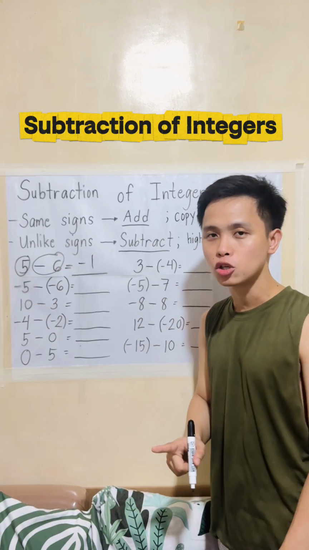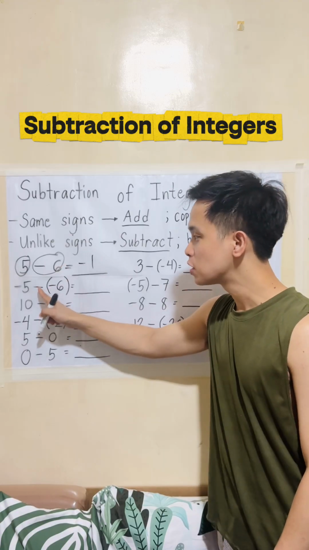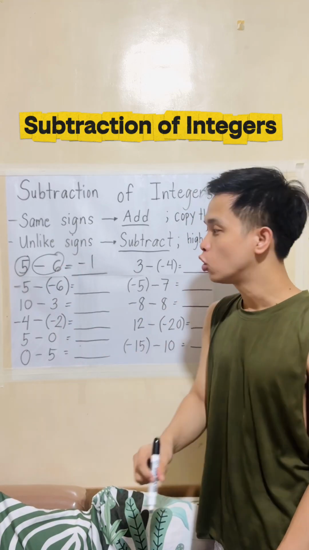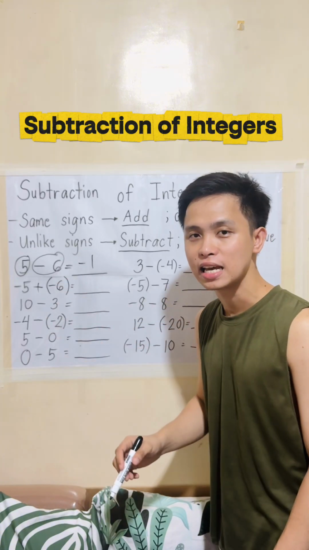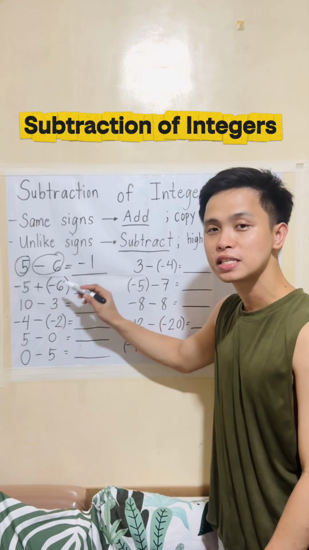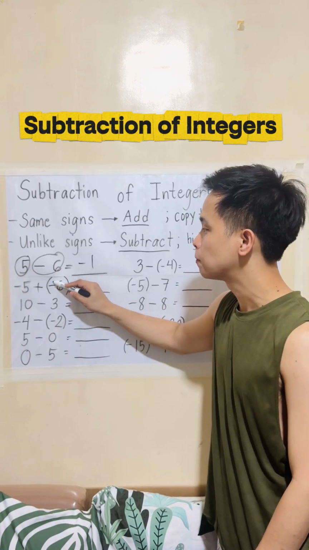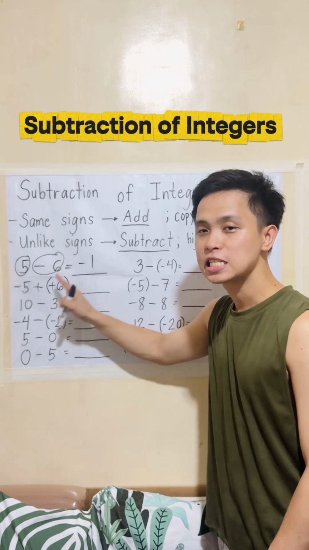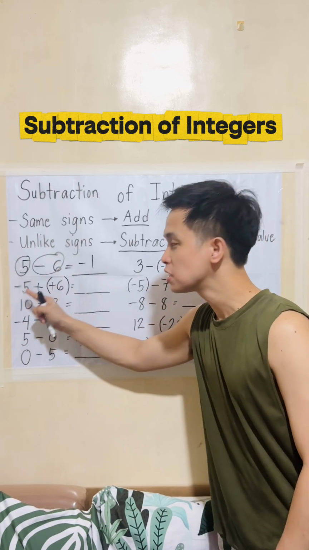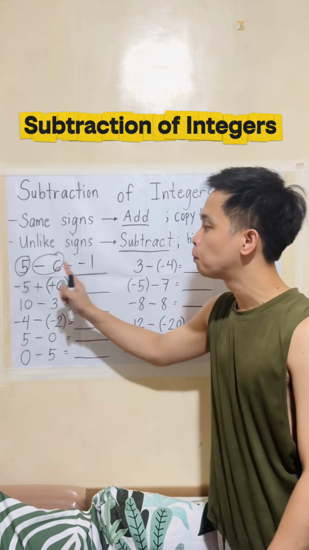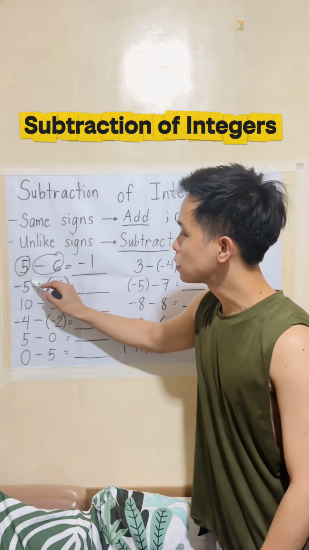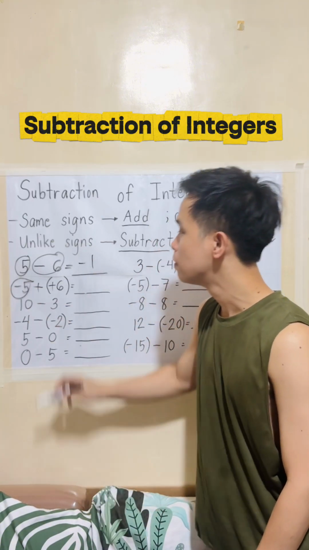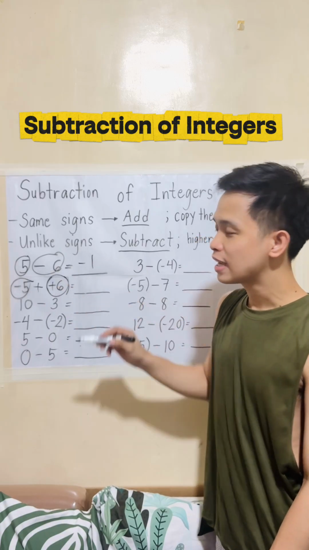Again, in subtraction, if we have minus negative, what we are doing is we change the minus symbol into a plus sign, and then we also change the sign of the number next to it. So from minus negative, it will become plus positive. Then proceed to addition. Negative 5 and positive 6.